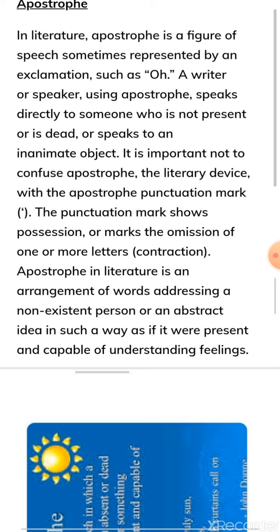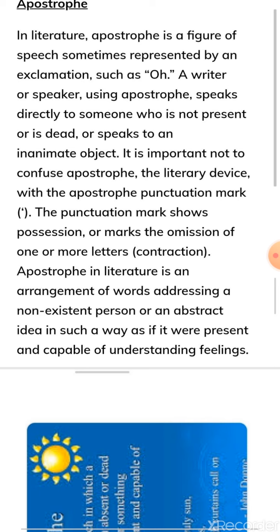The punctuation mark shows possession. Okay, whenever we use that apostrophe, it shows possession, belonging, or marks the omission of one or more letters. और या तो कॉन्ट्रैक्शन में जब जैसे ही इज़ तो हम he's लिख देते, he then apostrophe s. ओके, कॉन्ट्रैक्ट कर देते हैं जब हम दो वर्ड्स को एक वर्ड में, then we use apostrophe. So that apostrophe is different and this apostrophe is different.